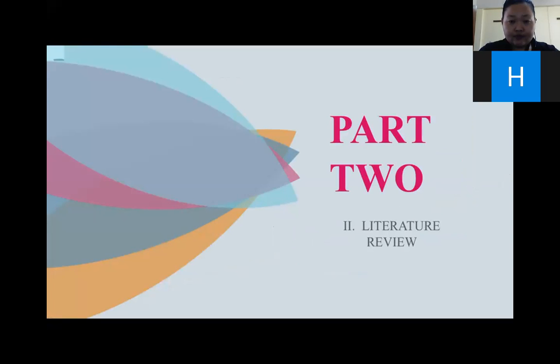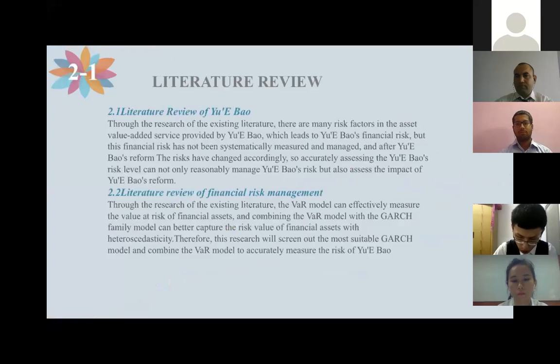So the second part is the literature review. I divided the literature review into different parts. The first part is the literature review of Yuebao. From this part, we can see there are many factors that lead to the risk of Yuebao, but no one has calculated the degree of the risk level. Especially after the Yuebao reform, everything changed, but still no one has calculated the Yuebao risk level. So our research will do that.